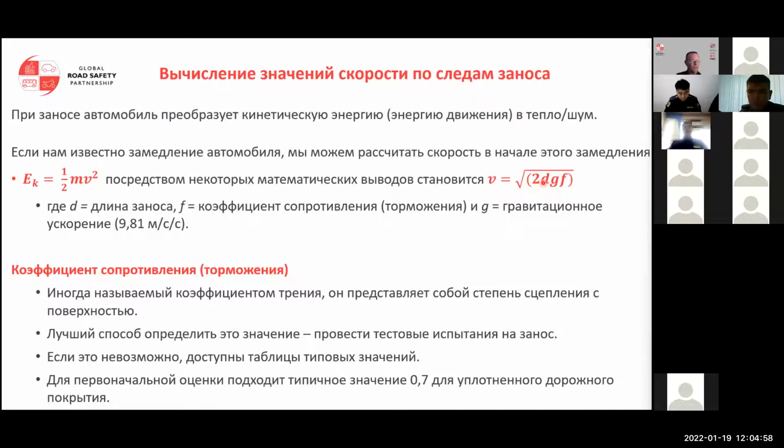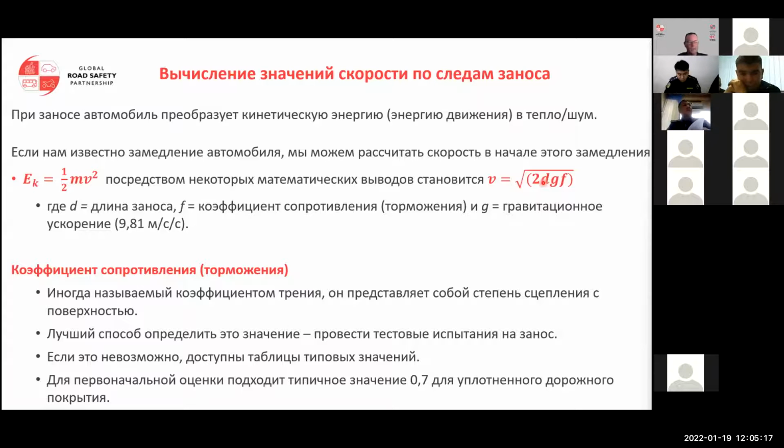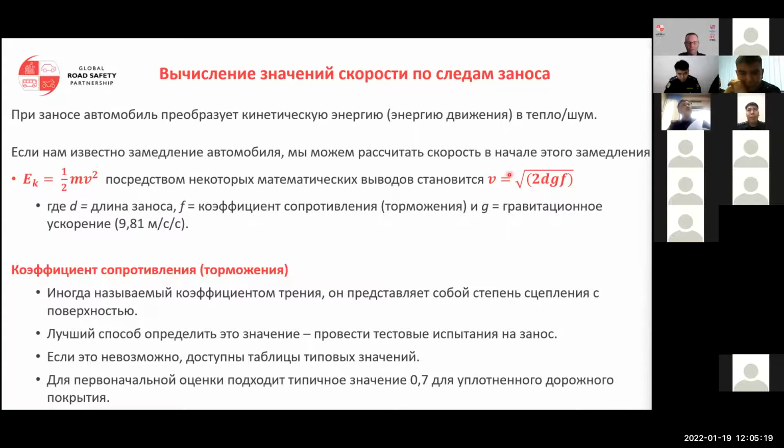How do we determine it? The best way is to actually carry out test skids ourselves, where we drive a car at a known speed, apply the brakes violently and suddenly, causing a skid, and we let the car skid all the way to the stop. And using another version of this equation, we calculate what the drag factor is, and we'll show you that equation at the end of this presentation.